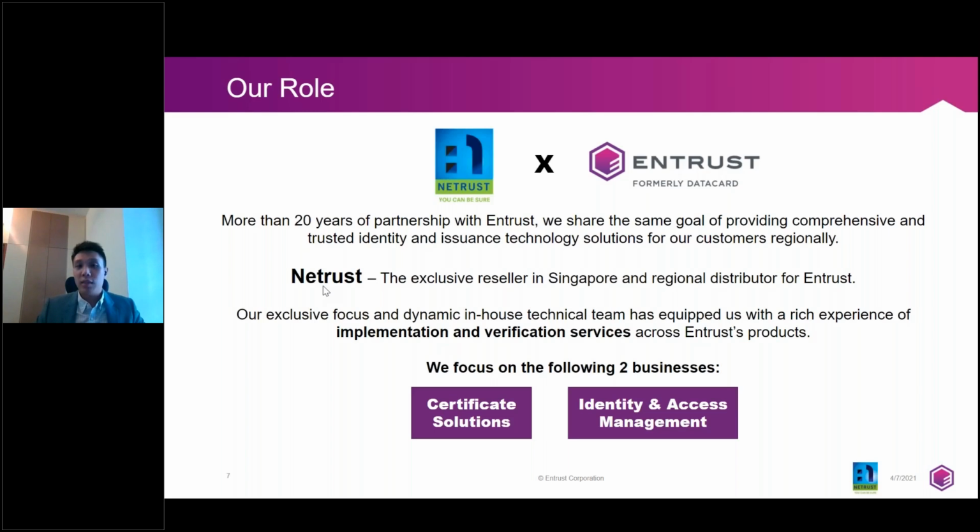So our focus for Entrust products, we provide the actual in-house local technical support team, as well as a verification team for Entrust within NetTrust itself. And we focus on two business areas that Entrust has.